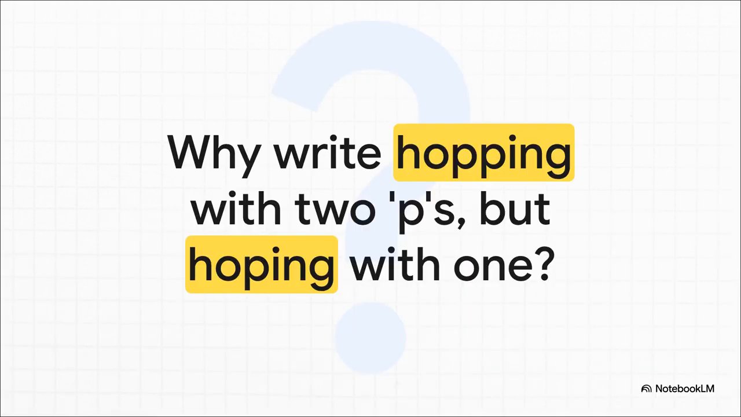Okay, let's just dive right in with a question that trips almost everyone up. Why does hopping need two P's, but hoping only gets one? I mean, they sound so alike, right? The spelling just feels random. But I promise you, by the end of this, the answer is going to feel incredibly simple.